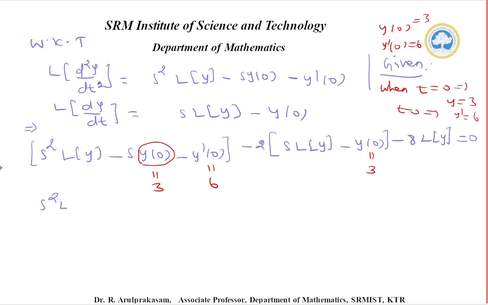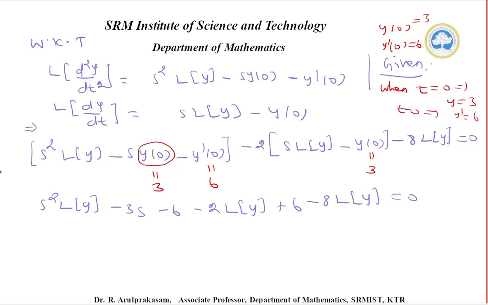So s square L of y. Here I am getting minus 3 times s, and here I am getting minus 6. So I can multiply inside, minus 2 times L of y. Here minus minus is plus, since 3 is there: 2 into 3 is 6. Minus 8 times L of y equal to 0.